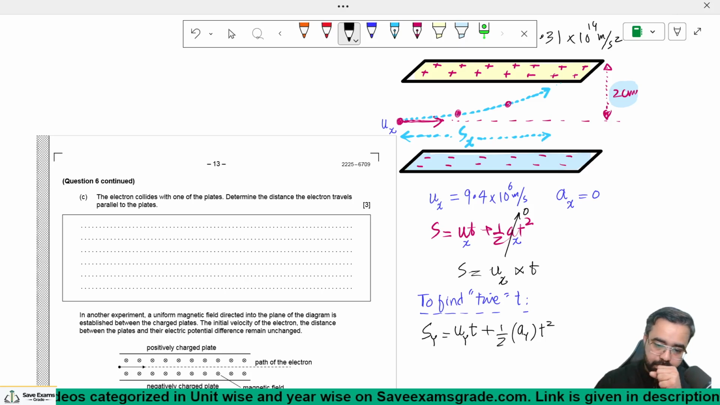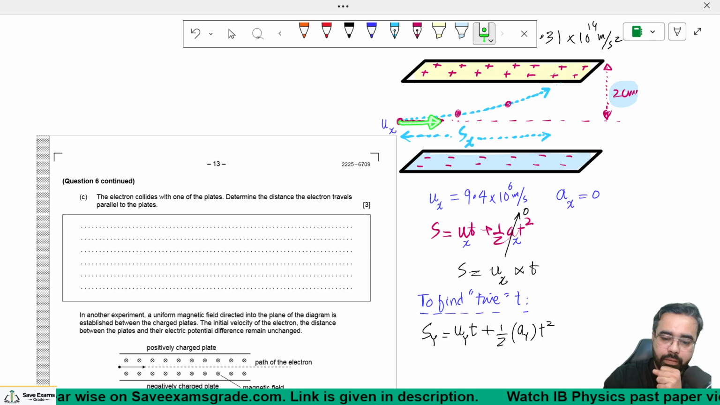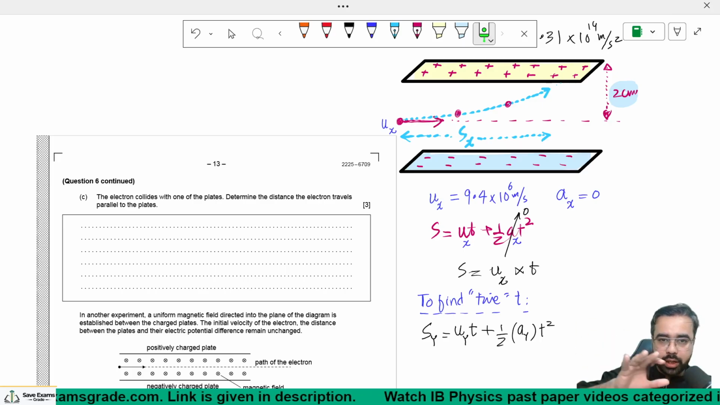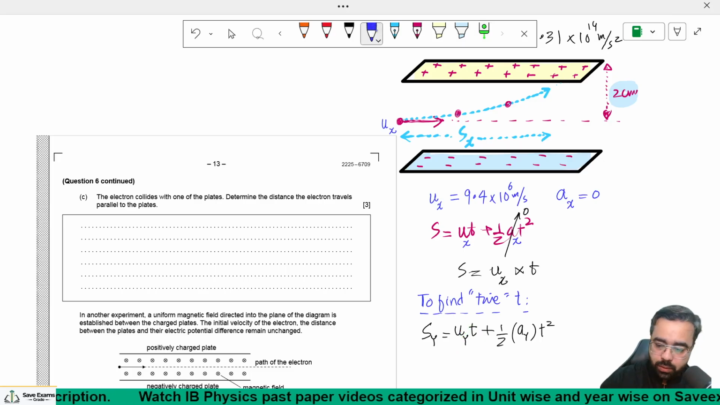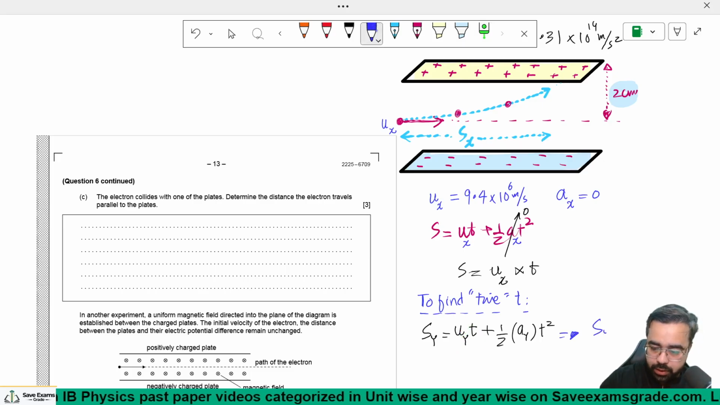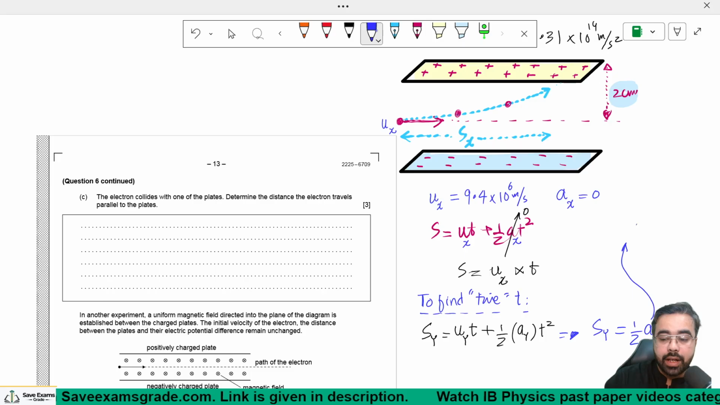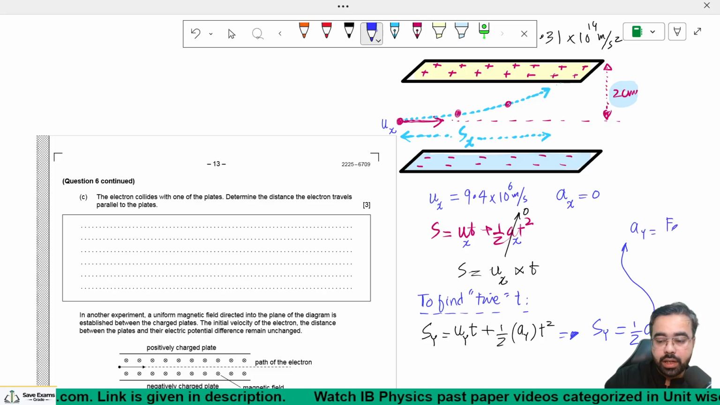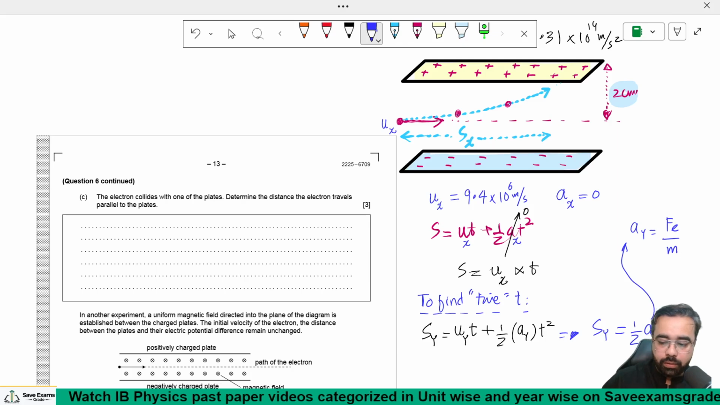Now you see that when it has just entered here, it has no velocity in the y direction. It's purely in the x direction, so that's why it is 0. So this equation reduces to Sy is equal to 1/2 ay t squared. And this ay is the same acceleration produced by the electric force which we calculated in the previous question.